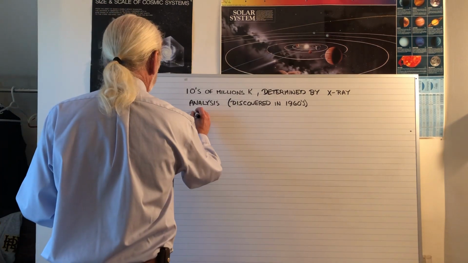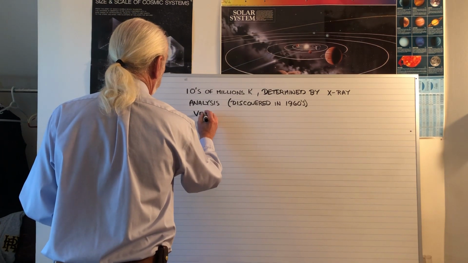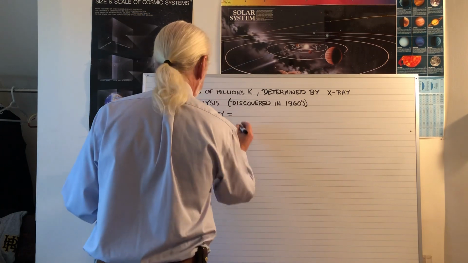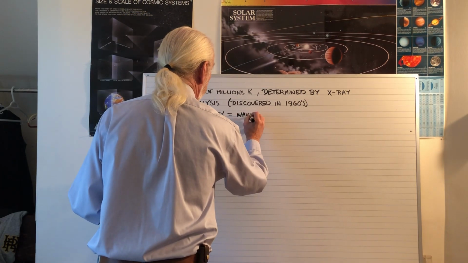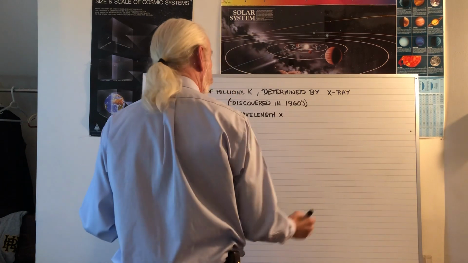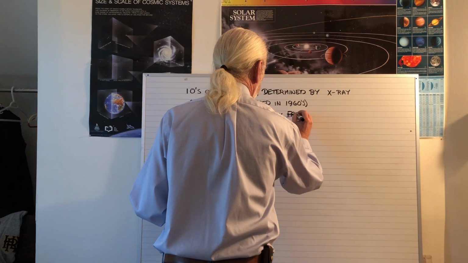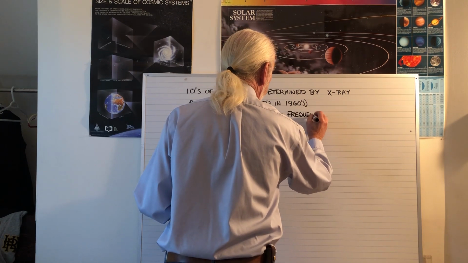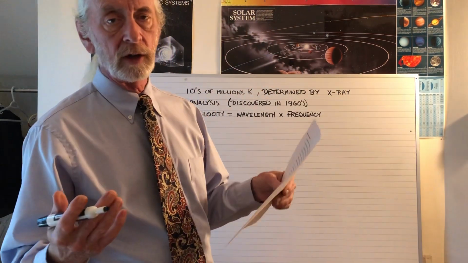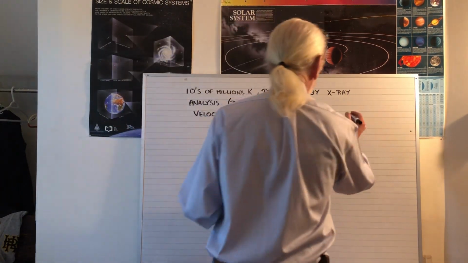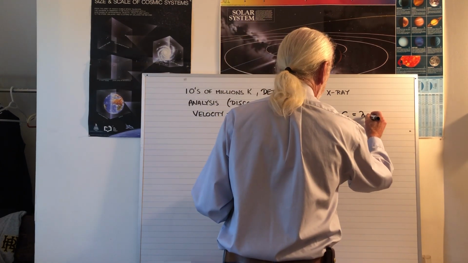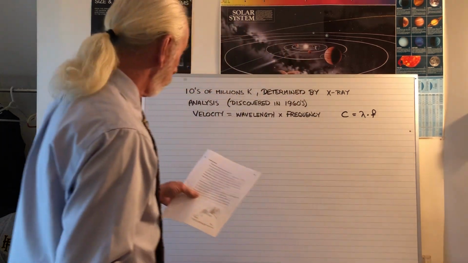First of all, the velocity of a wave is equal to its wavelength times its frequency. Or another way of putting it, in astronomy terms, since we're going to be spending most of our time looking at light, we're going to say c, that's the speed of light, equals wavelength, Greek letter lambda, times f.